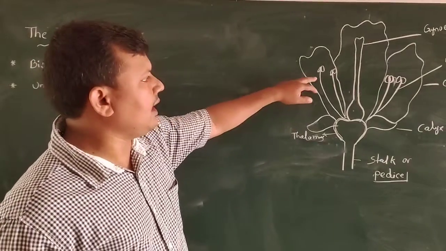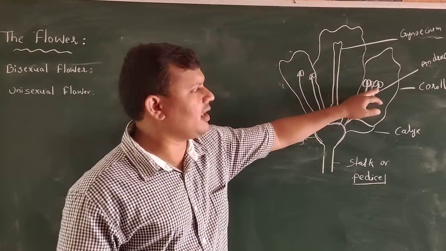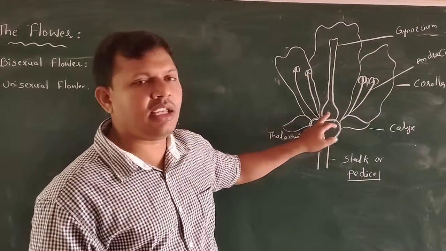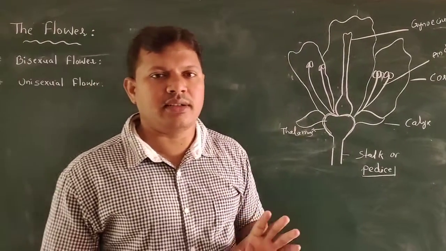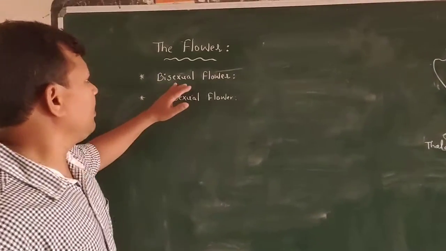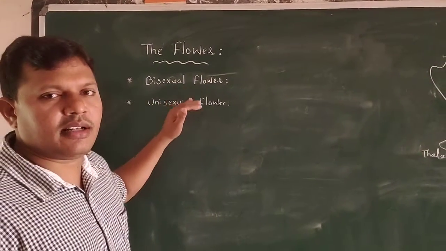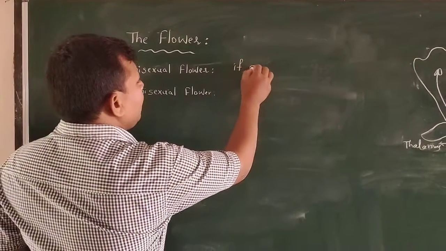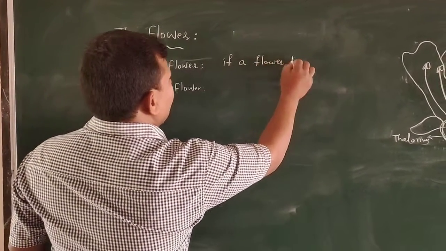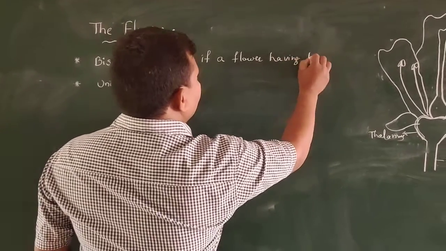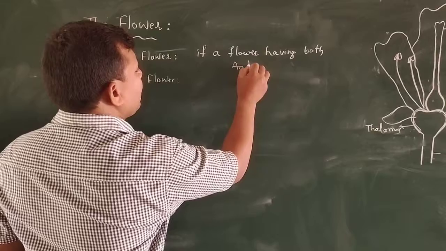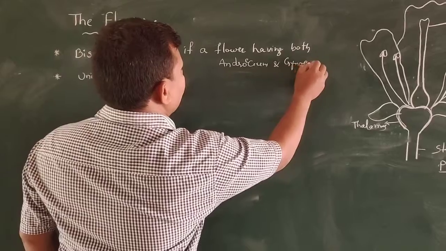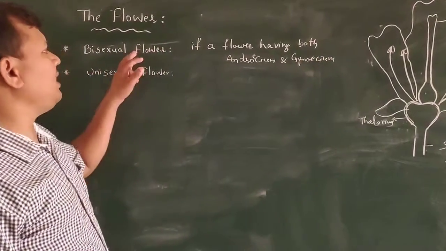In this, the androecium represents the male reproductive structure, and the gynoecium represents the female reproductive structure. Okay, and today we will see what is a bisexual flower and what is a unisexual flower. So if a flower has both androecium and gynoecium, these flowers can be called bisexual flowers.